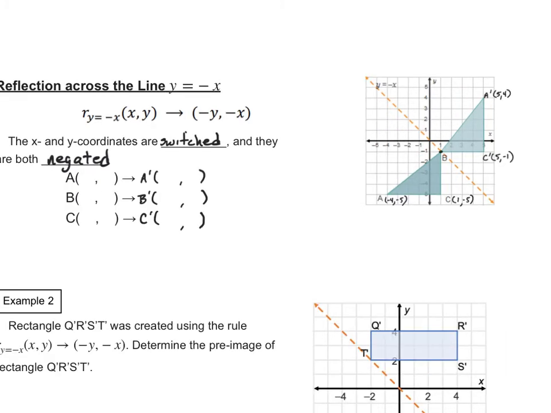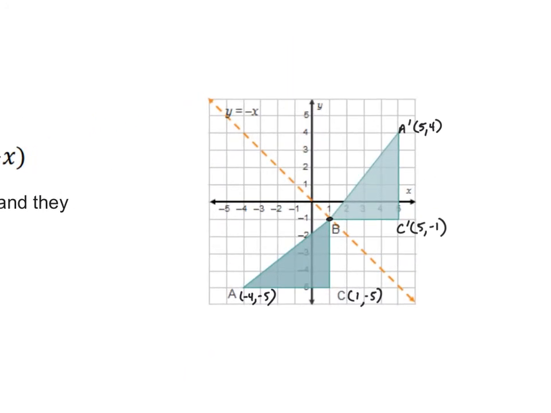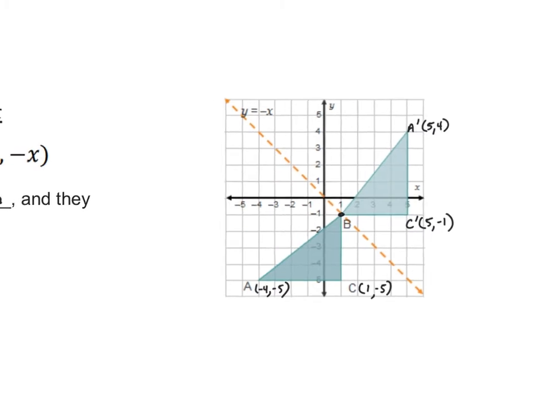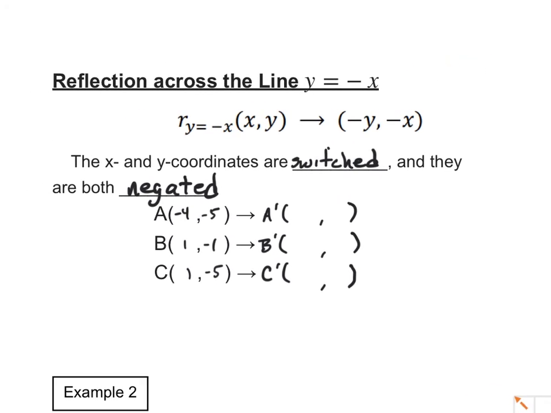Okay, so filling in my ordered pairs over here, I went ahead and just labeled my points on my graph, and we can check these in a minute after we do our mapping. But if I come over here, point A was going to be -4, -5. B looks like it is 1, -1. And then C looks like it is 1 and -5.